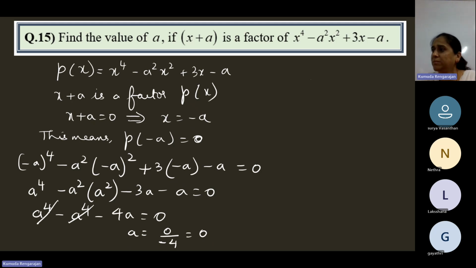Yeah, ask me. Got it? Minus 4a is equal to 0. So a is equal to 0 by minus 4. It's like 3a is equal to 0, then a is equal to 0 by 3. 0.